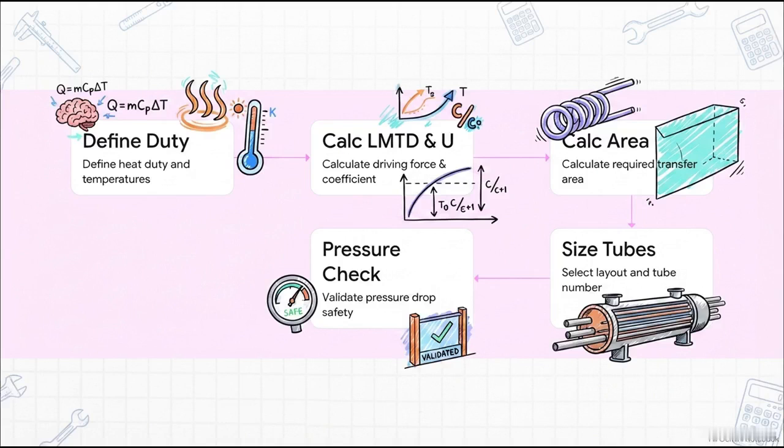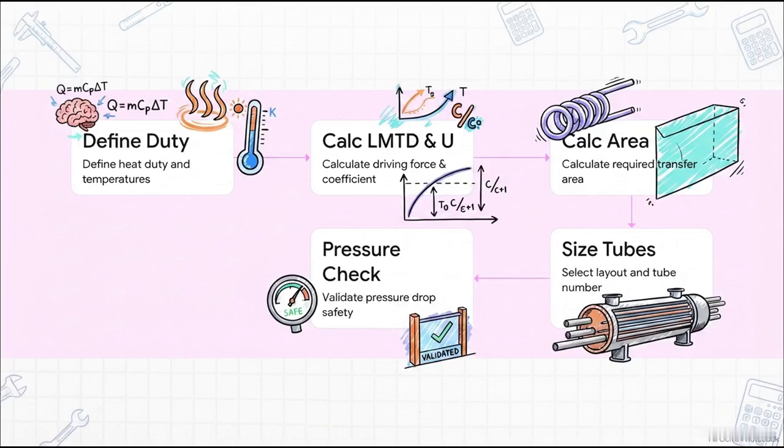We can take the 9 core design steps and neatly organize them into 5 essential phases. Now, you never start by just picking out metal tubes. You always start with the invisible energy requirements. First, we define the heat duty and the temperatures we're dealing with. Second, we calculate the temperature driving force and the overall heat transfer coefficient. It's only in step 3 that we figure out the total surface area required.